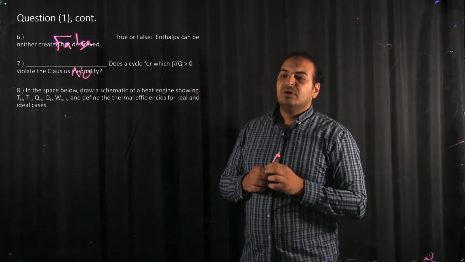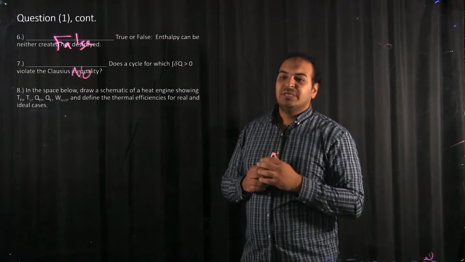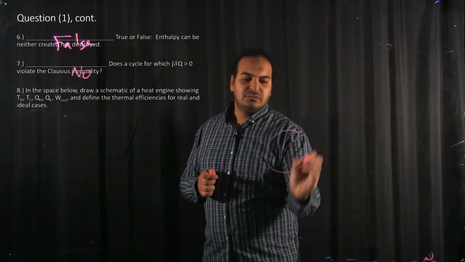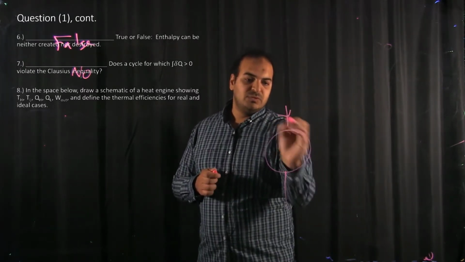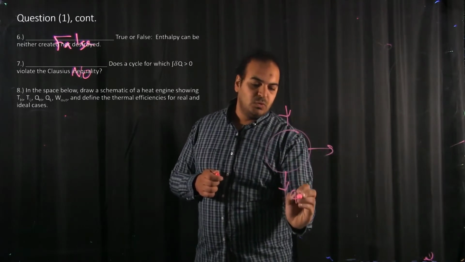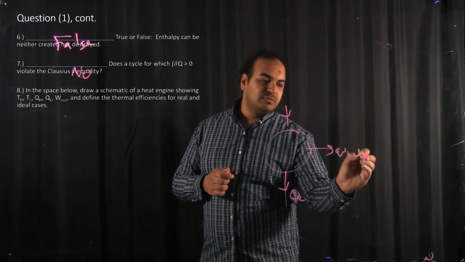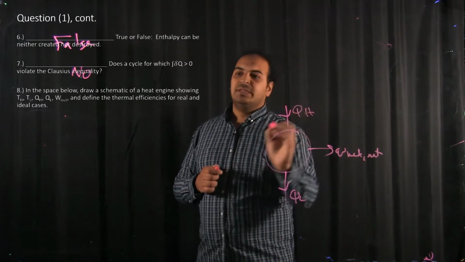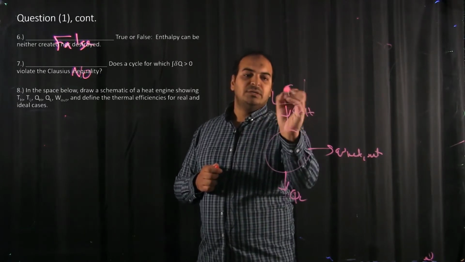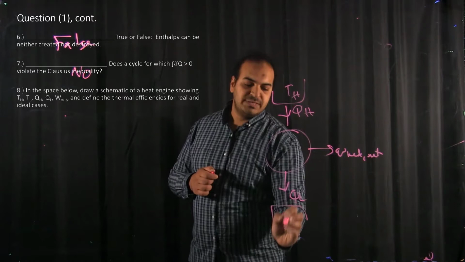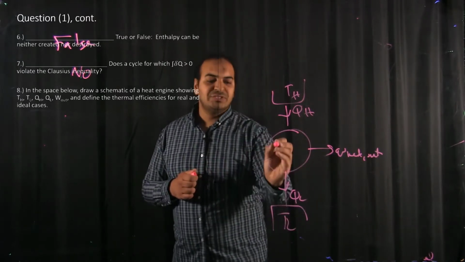In the space below, draw a heat engine. You have inputs, you have outputs: Q low, W net out. You have Q high, and it's also T low, T high. T high, and this is T low. That's it. This is the heat engine, HE.